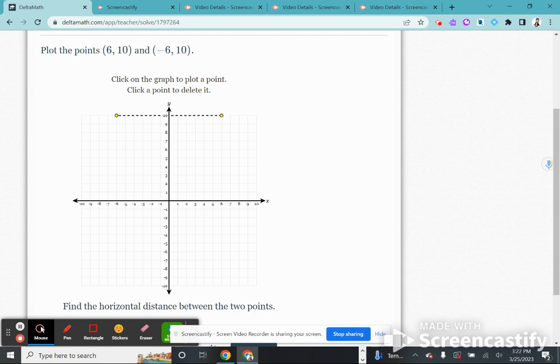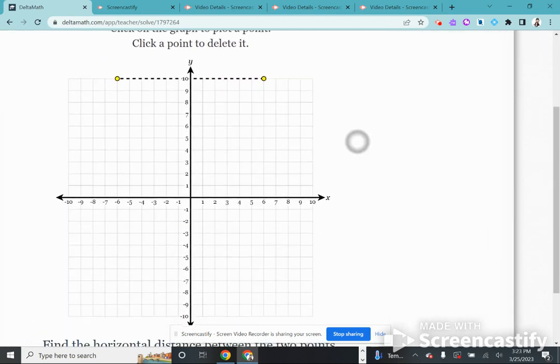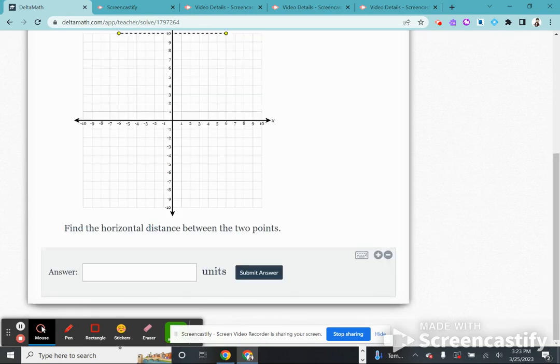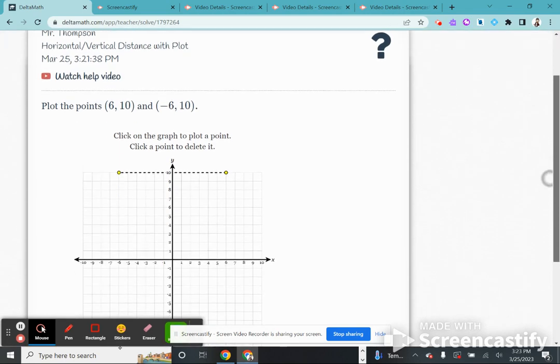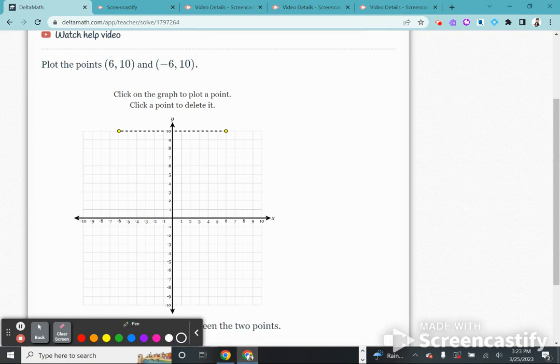Now we have this dashed line here between our 2 points, and we just need to figure out the distance that's left between them. So we're going to answer just how many units apart they are. And we could just go and count the boxes, right? 1, 2, 3, 4, 5, 6, 7, 8, 9, 10, 11, 12.